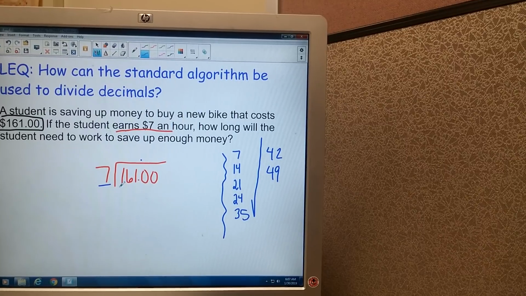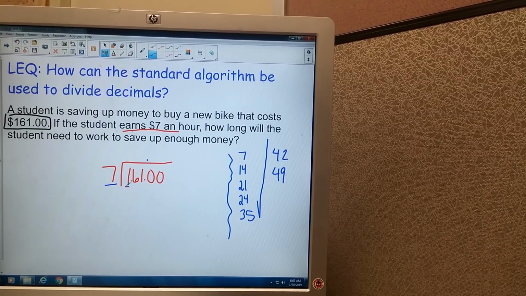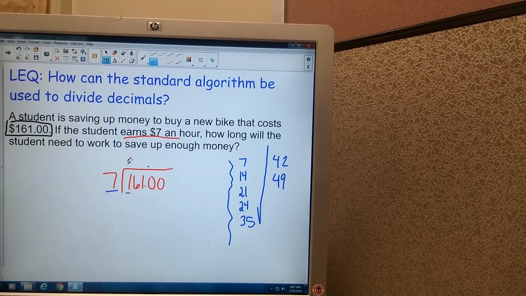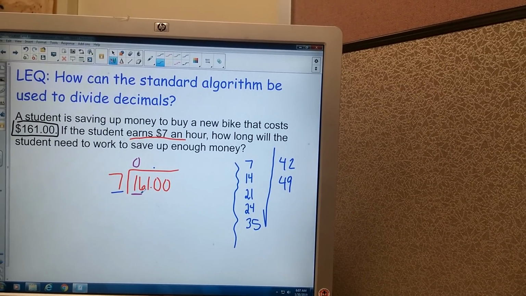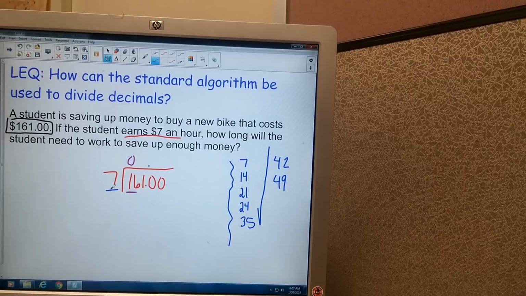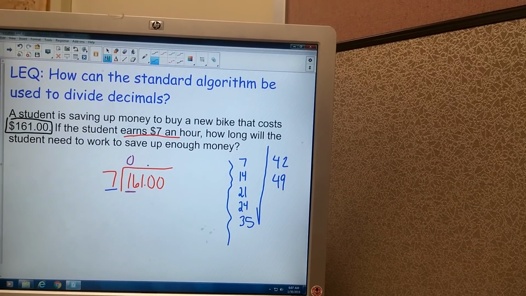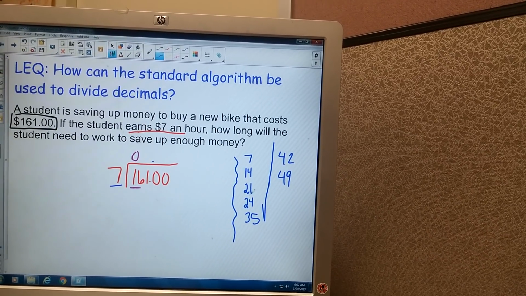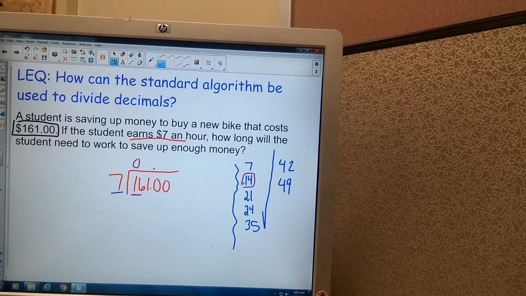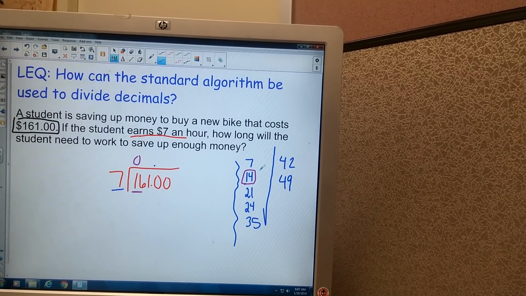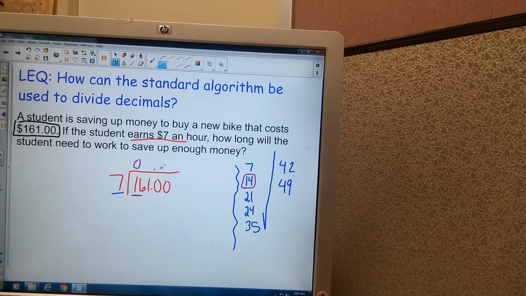So, 1, if you have $1 to split with 7 people, you cannot do that. So we move to the next place value. If we have 16 to split with 7 people, we can absolutely do that. So we go over to our chart. We have 16 to give out. Well, the closest we can give out without going over is 14. And how did we get 14? Well, it's 2 groups of 7.